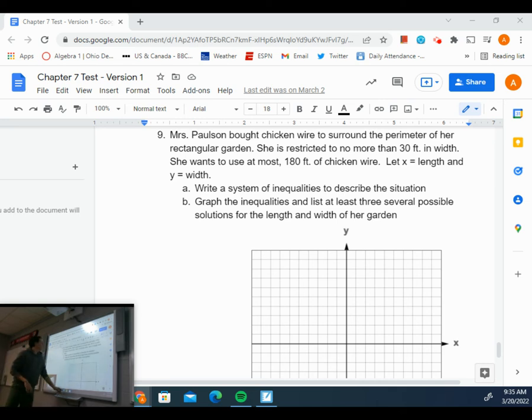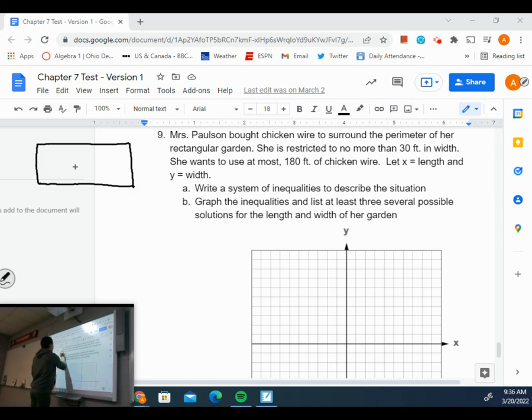So looking at the problem, we see that Mrs. Paulson bought chicken wire to surround the perimeter of her rectangular garden. Off the bat, you know me, I love pictures, so I'm going to draw just a little rectangle over here to kind of give myself a visual. Okay, it's a rectangular garden.